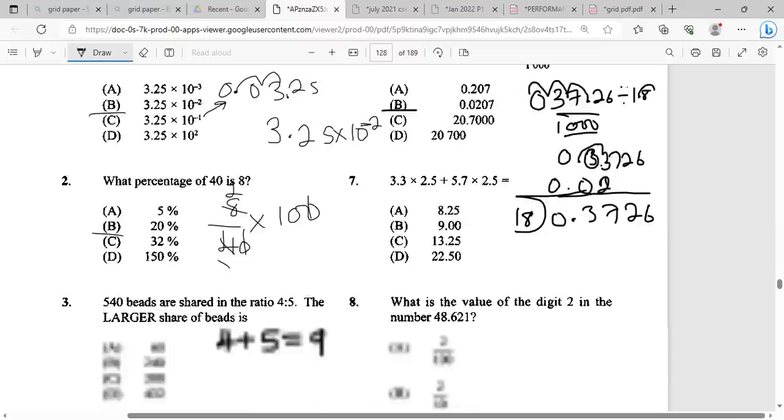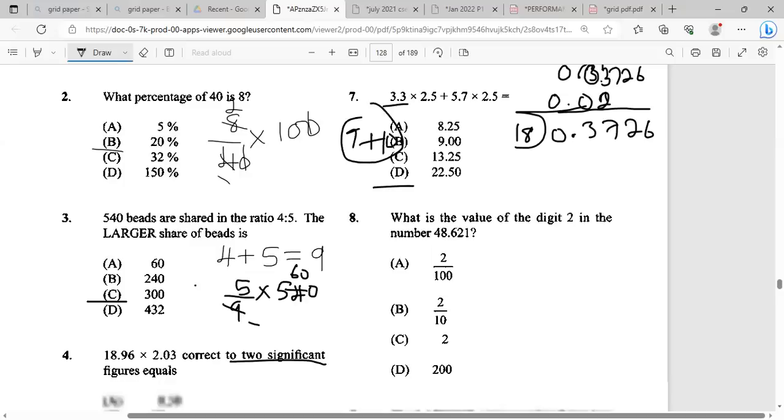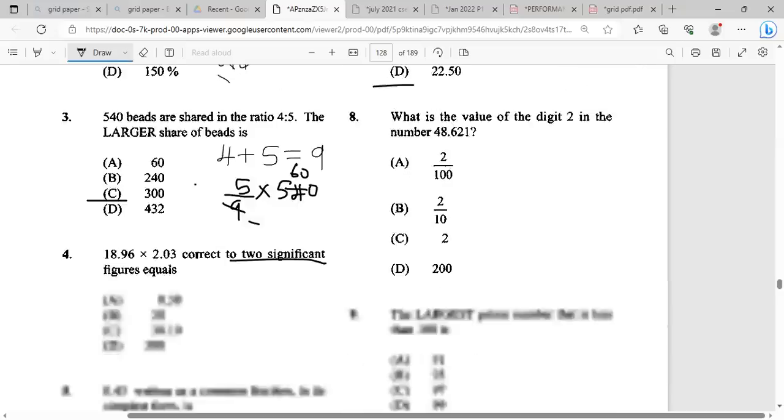All right. Number 7 says, what is 3.3 times 2.5 plus 5.7? So what I'm going to do, 3 twos are 6. So roughly this is going to be at least 6, 7. Rough estimate. 5 times 2 is 10, right? So already we get 17. So it has to be this. It's multiple choice. You don't have to do every single one to the very end, so you guarantee it's the correct answer.